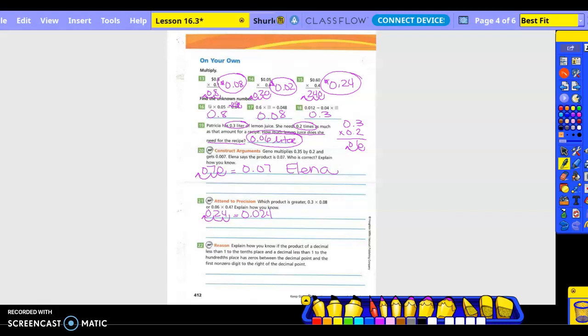Okay. What about 6 times 4? 24. How many place values? 1, 2, 3. Put a 0. So they are what? Equal to.